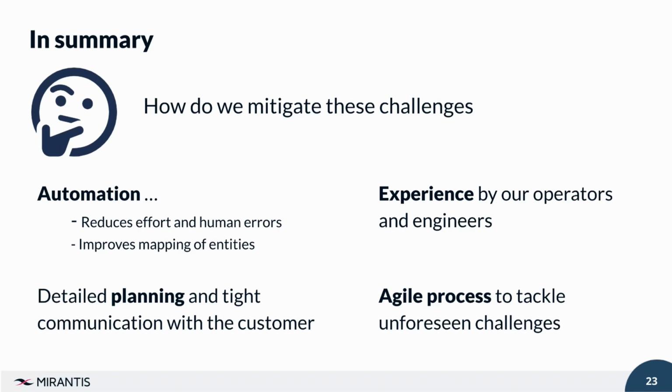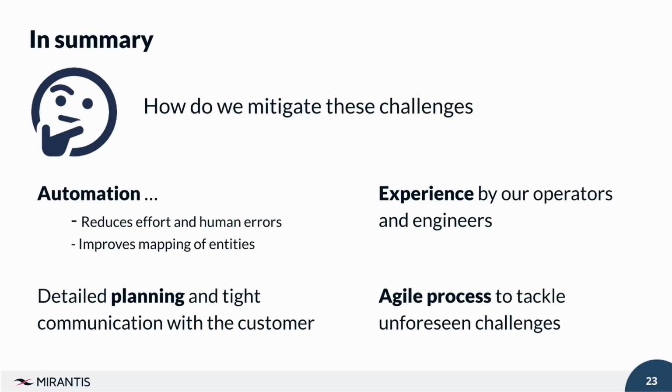Okay, last slide. In summary, how do we mitigate all these challenges? Of course, I think the first thing is automation. Automation reduces the effort overall, and of course the human errors. If you do everything manually, the people can be as experienced as they want, but if you as a human type the same thing for the 10,000th time, of course you could be tired, and there can be human errors. To mitigate that, automation is the way to go.